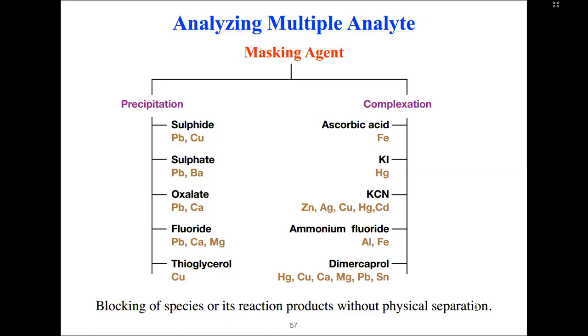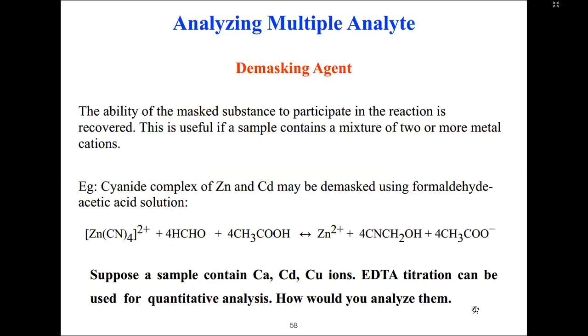So once we mask them, we should also be able to demask them. That means, say you mask iron, and then you want to analyze the iron again, then you should be able to demask. So there are demasking agents as well. What is the demasking agent? You form the masked compound, then you use the demasking agent to free the ion. Okay. The ability of the masked substance to participate in the reaction is recovered. So you recover the ion. This is useful if a sample contains a mixture of two or more metal cations. Okay, we'll see the example later on.